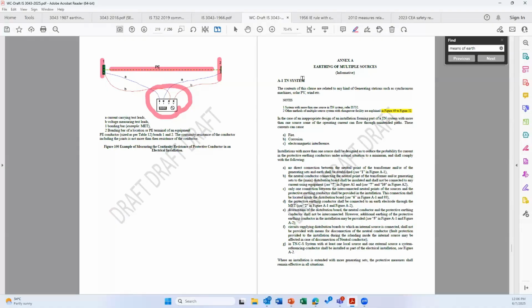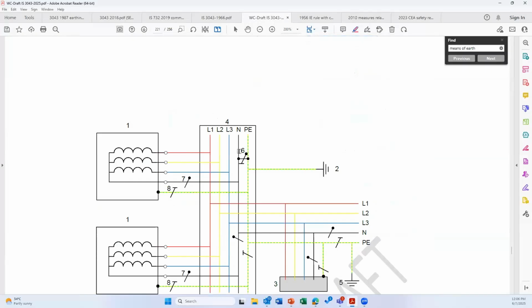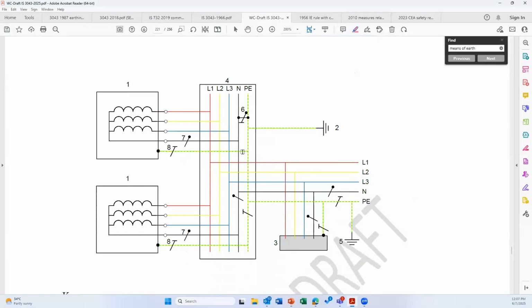Similarly, as informative, for the information of users, multiple sources. These are information from the upcoming standards, future standards. In future standards, the practice of using neutral earthing outside is getting reduced nowadays. The best practice is to make the neutral earthing inside the main distribution board, as you can see here, number 6. So the name of neutral earthing is slowly changing to system referencing.